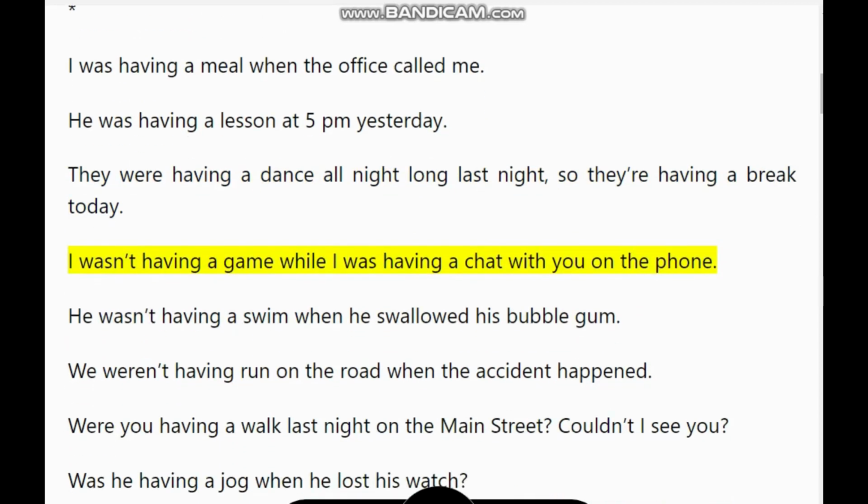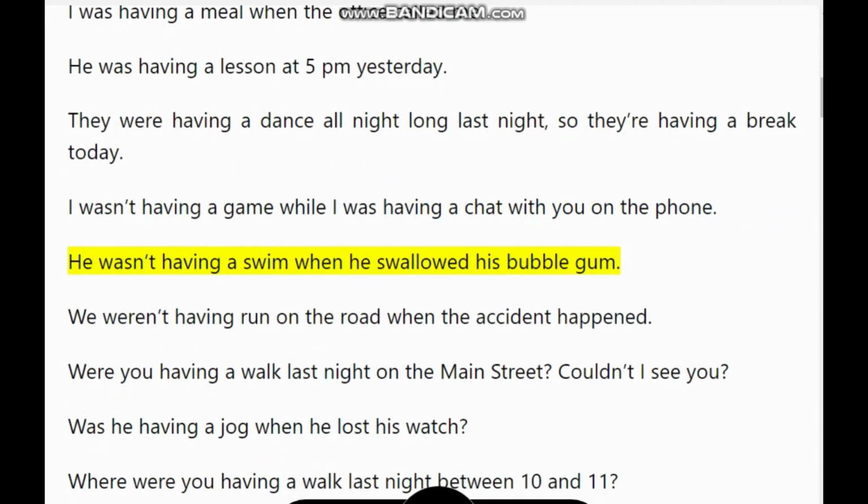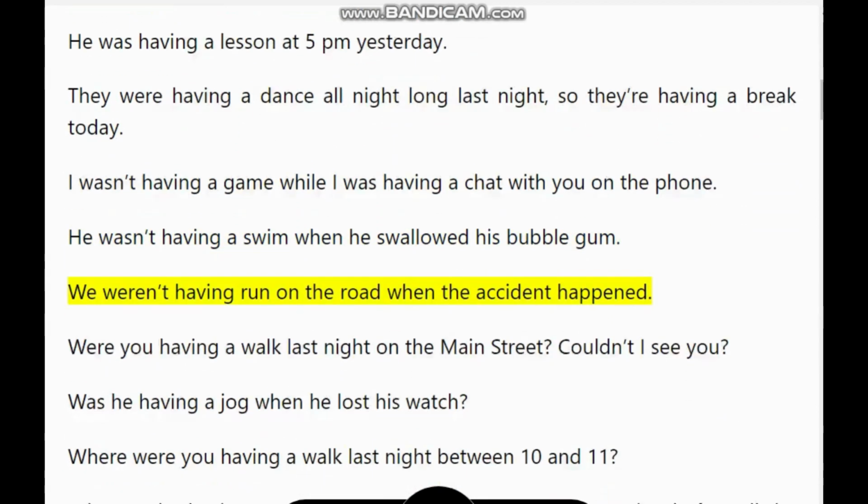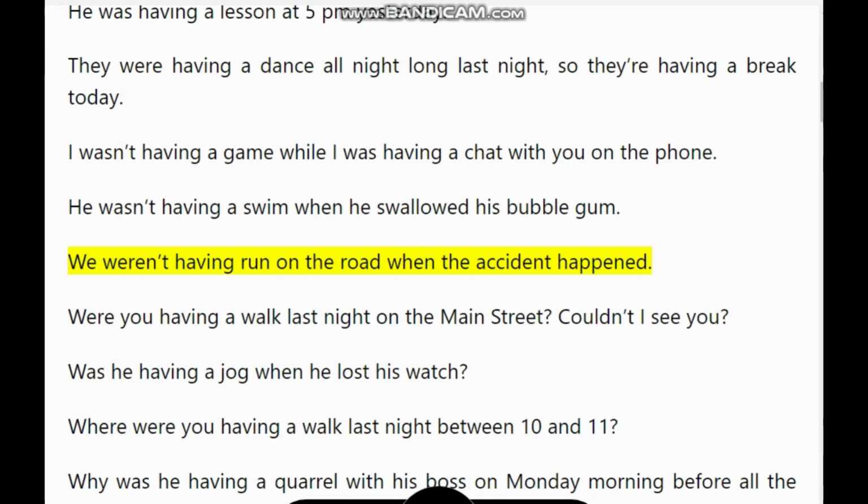I wasn't having a game while I was having a chat with you on the phone. He wasn't having a swim when he swallowed his bubble gum. We weren't having a run on the road when the accident happened.